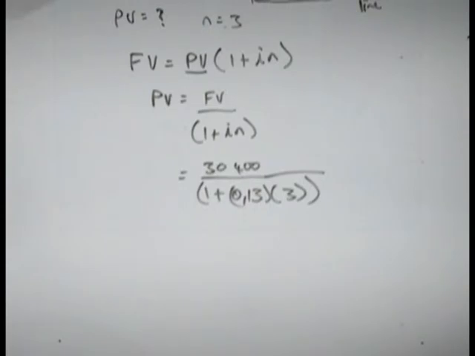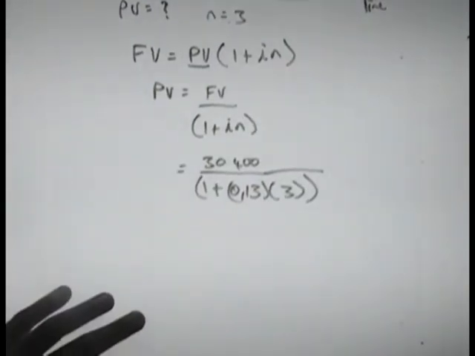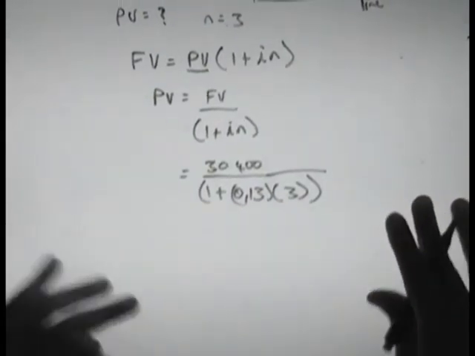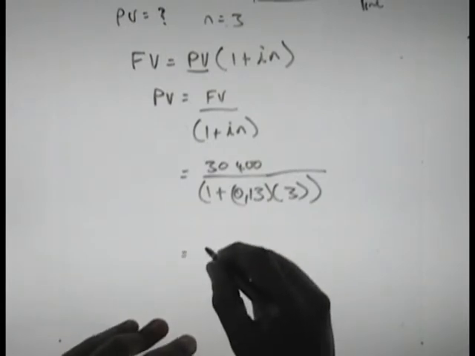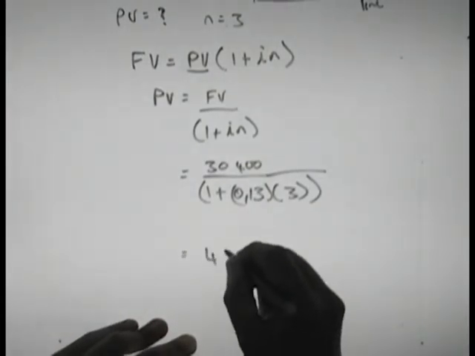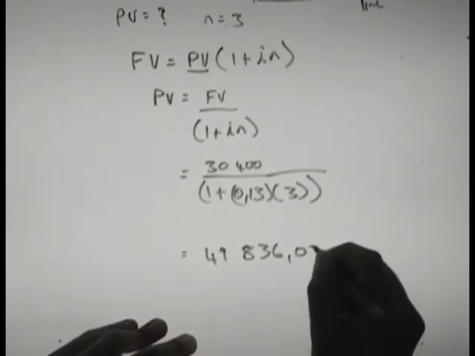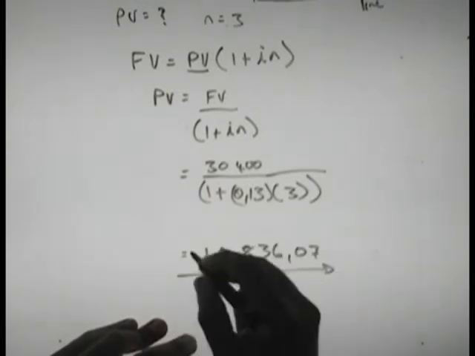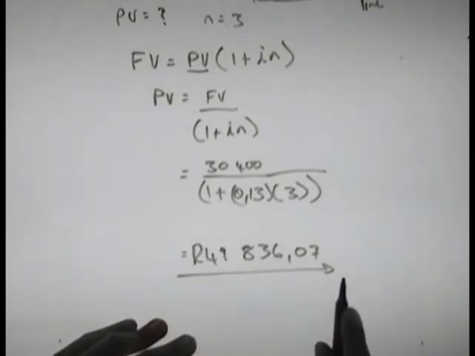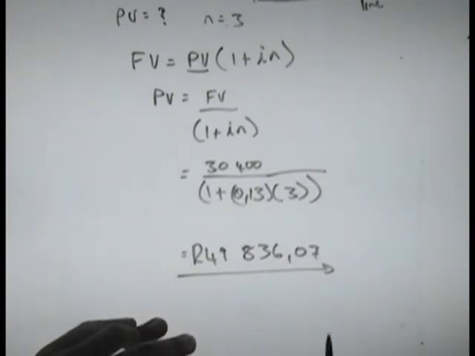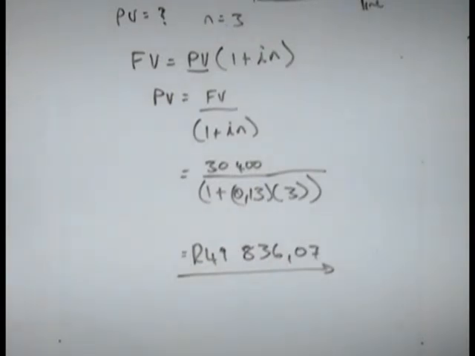If I work that out on a calculator, that's going to give me an answer of 49,836 Rand and 7 cents. This is what my equipment was worth at the start of the 3 years.